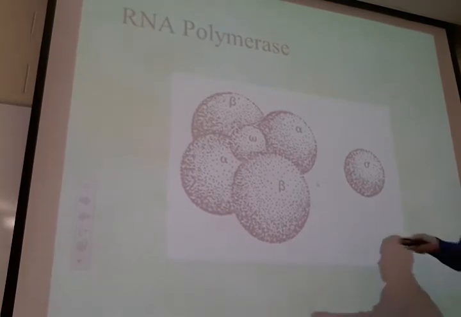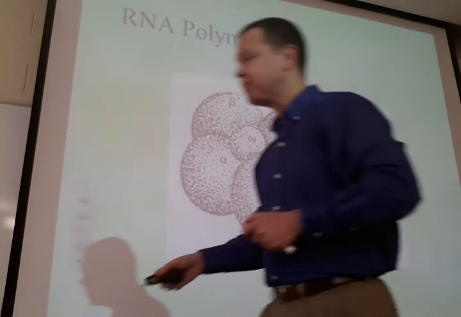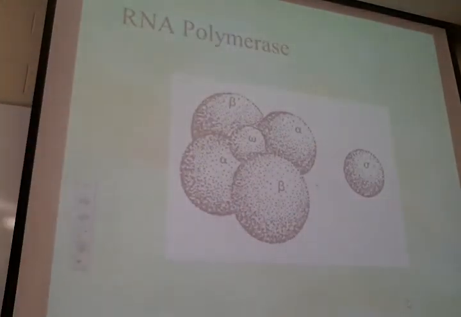So when it is attached, we call that the holoenzyme. When it's not attached, so then we just have alpha 2, beta, beta prime, omega, that's referred to as the core enzyme. And what we'll see eventually is that we need the holoenzyme to get the process started. But once it's started, we only need the core enzyme to do the rest.